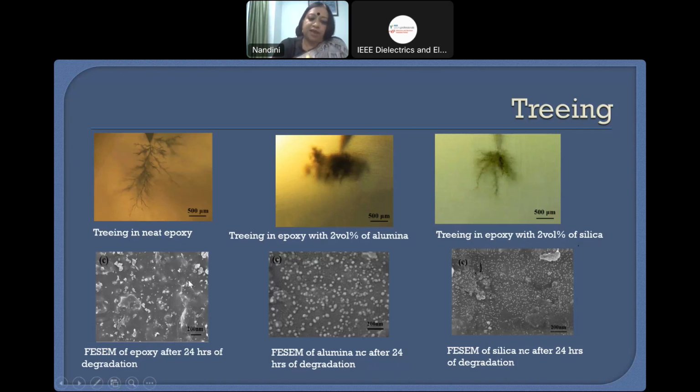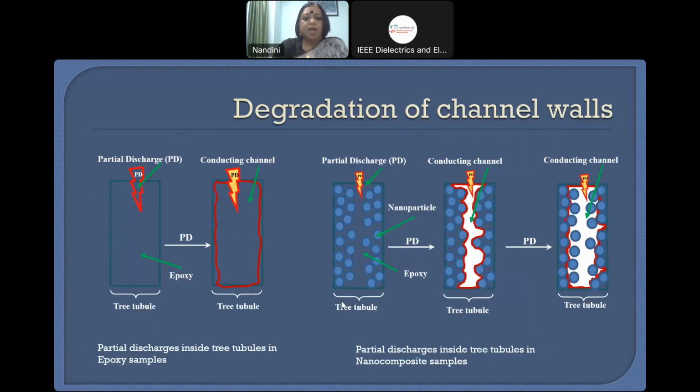But if we expose the same samples to surface degradation, we see a repeat of what we had seen in our previous work. We see that in case of the nanocomposite, there is much less degradation, and the degradation seems to take place around certain spherical globules, and these globules have sizes much larger than the nanoparticles themselves.